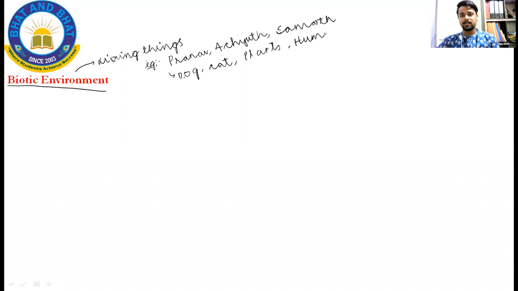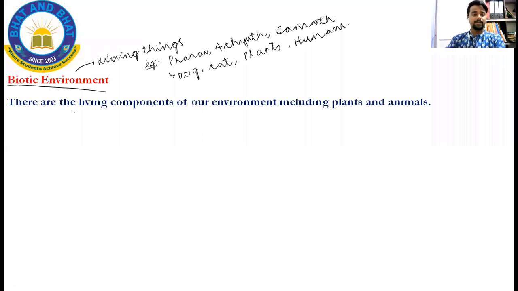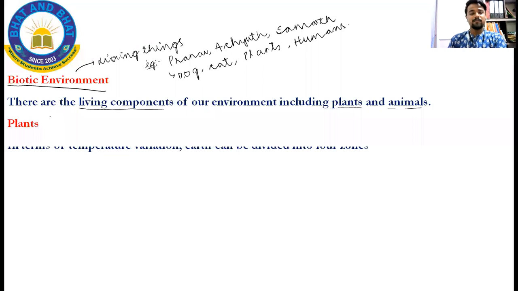Clear now? This is with respect to the biotic environment. Now, these are the living components. As clearly told, they are the living things of our environment, including plants and animals. They include plants as well as animals. Madhav sir also. Yeah. Very good. Bhuvan Kumar also.